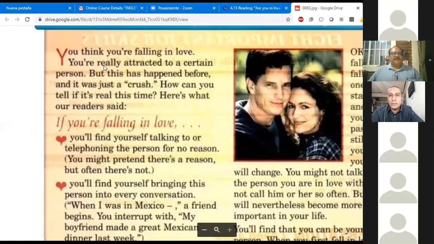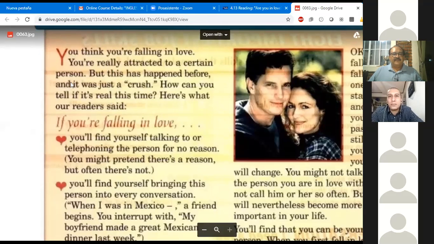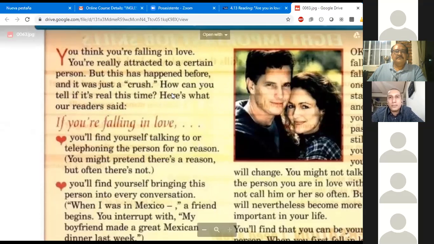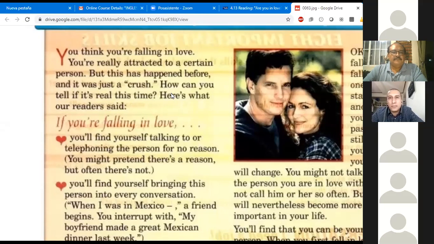Okay, Ronnie, read the first paragraph here. You think you fall in love? You're really attracted to a certain person. But this has happened before, and it was just a crush. How can you tell it's real this time? Here's what our readers say.